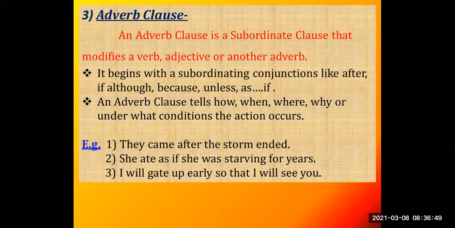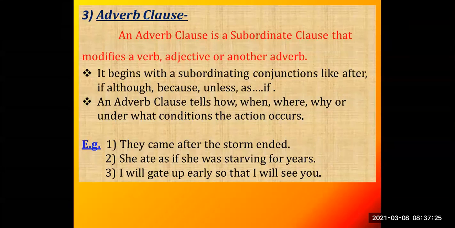He talks as though he has seen it all. What is the next example? He talks as though he has seen it all. The "as though" again starts with the subordinating conjunction. As though he has seen it all, this is our adverb clause which is describing the action of talking.